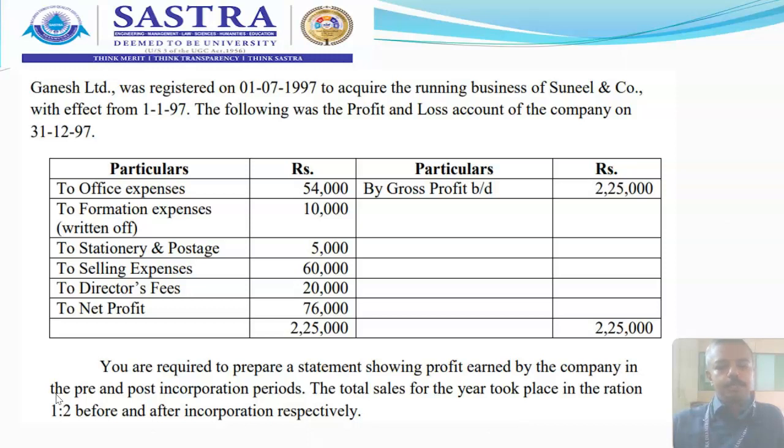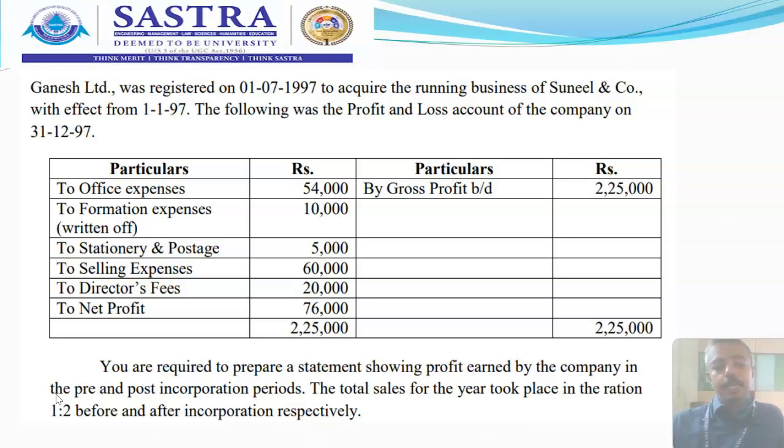So they have gross profit on the credit side. On the debit side, they have office expenses, formation expenses, which is expected to be written off, and then stationery and postage, selling expenses, director's fees, and at last net profit. This is the exact profit and loss account they have presented to us.